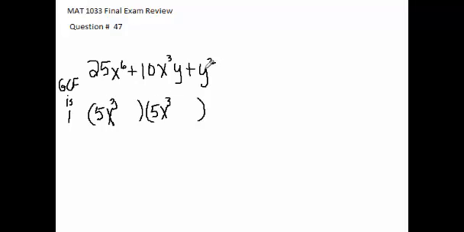And then y squared, we split that into y and y. They're both sums, so these would both be sums. And if we FOIL that, we'll see that the middle term is indeed 10x cubed y. There's the factored form. Now you have to decide if it's factored completely.